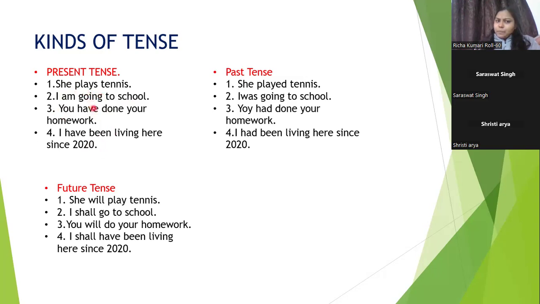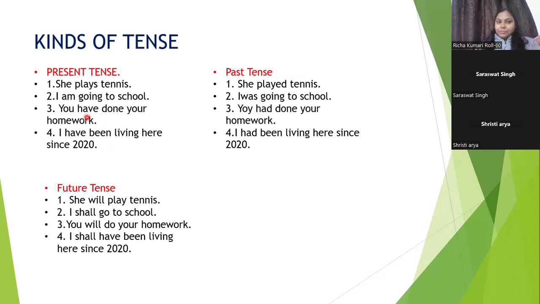Ma'am, screen is not clear. Screen is not clear. Is it so? Yes, ma'am. Shaswat? Ma'am, screen is not clear. Yes, ma'am. So what is the verb here, Shaswat? Number one? Ma'am, plays. Exactly, plays. Number two? Going. Okay. Only going is the verb. Nothing else? Ma'am, going to school. Going is a verb and am is also a verb, you know, a helping verb. Yes, ma'am, helping verb.